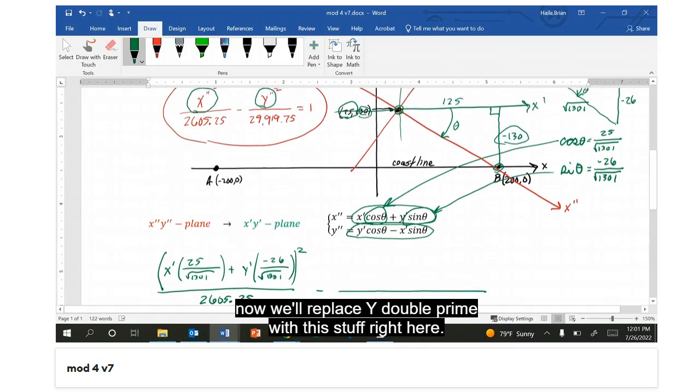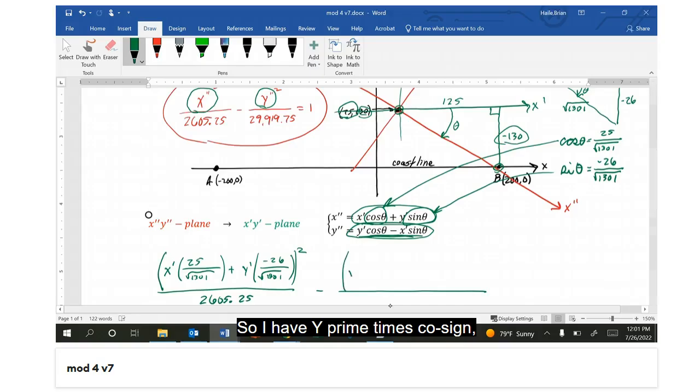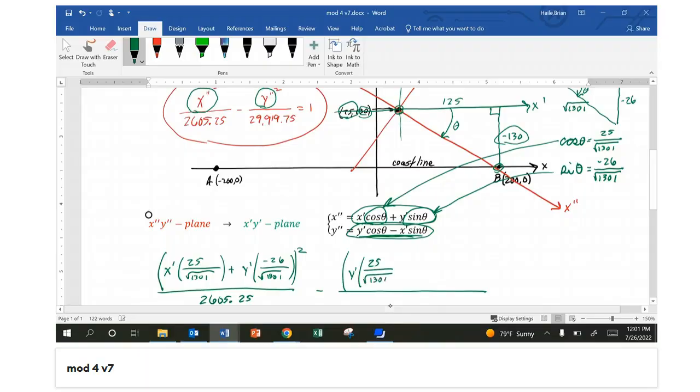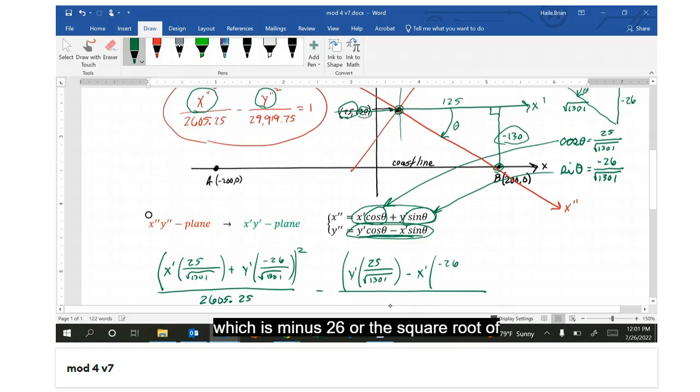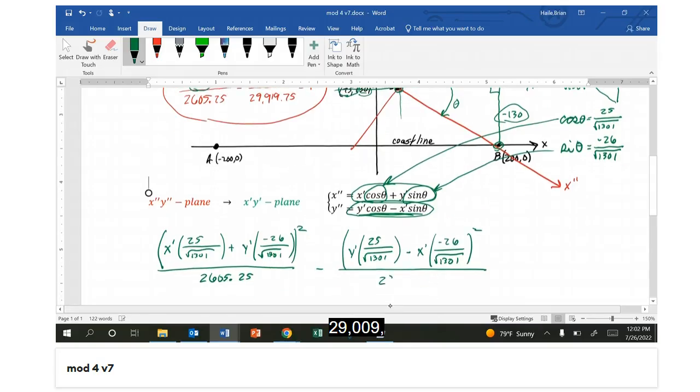Minus, then, now we'll replace y double prime with this stuff right here. So we'll have y prime times cosine, which is 25 over the square root of 1301, minus x prime times sine, which is minus 26 over the square root of 1301. All that squared, divided again by this 29,919.75. Okay.